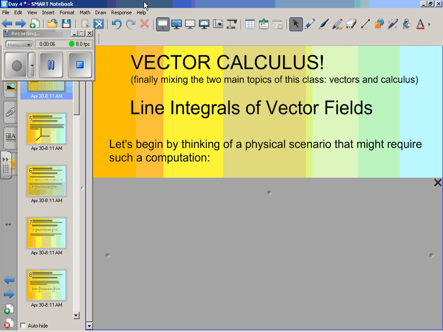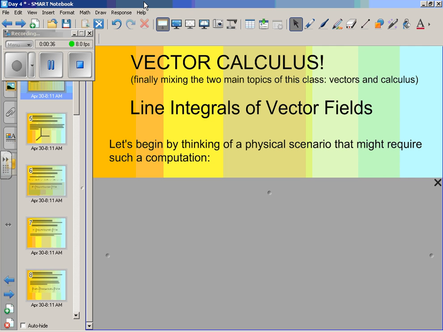So, like I said, what we're going to talk about today is integrating through vector fields. Remember, we define a vector field as a function that assigns a vector to every point in space. We can think about it in two-dimensional or three-dimensional space, mostly two-dimensional.